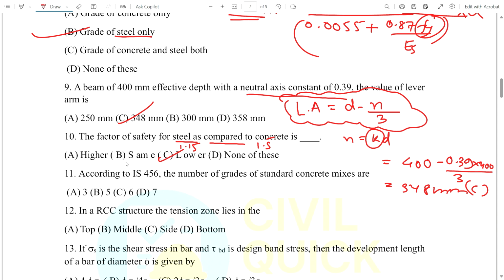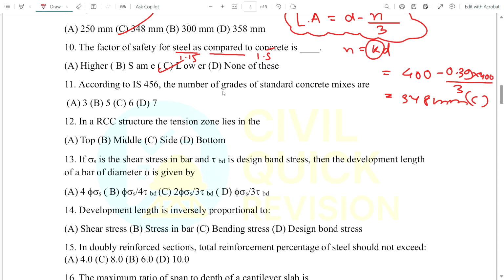Now question number 11, according to IS 456, the number of grades of standard concrete mixes are what? Option A is 3, B is 5, C is 6 and D is 7. Here for standard concrete mix, the number of grades is 7. You just remember this. Okay, for ordinary grade of concrete, I think the number of grades is 3, but for standard concrete mix it is 7.